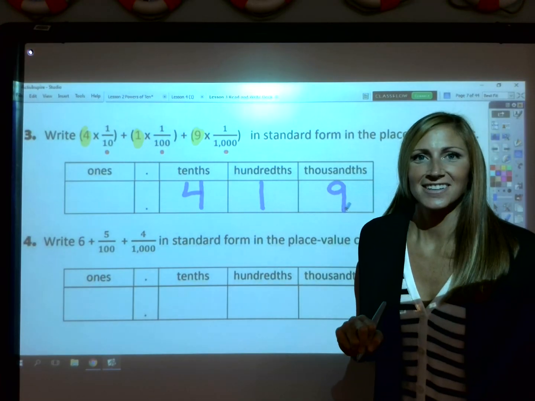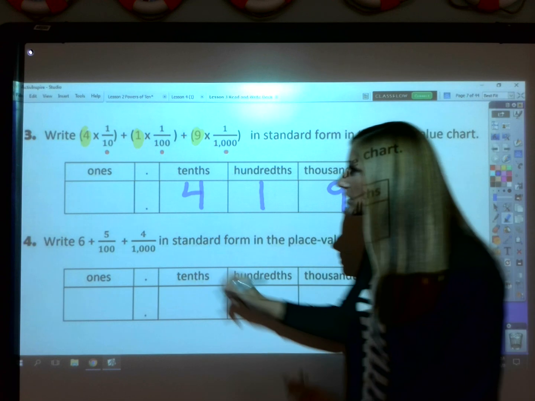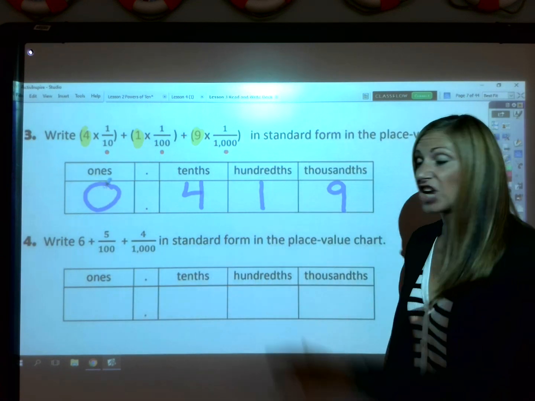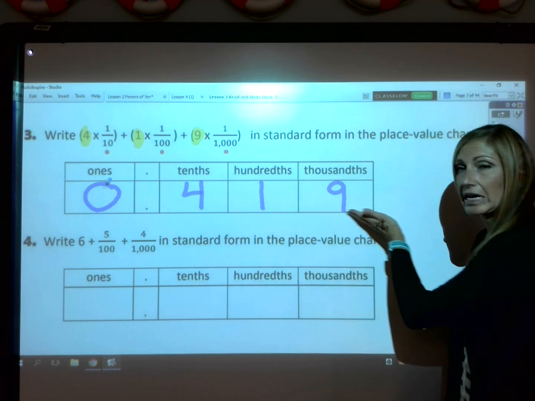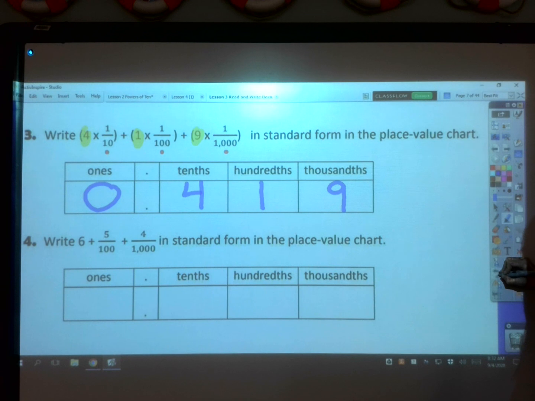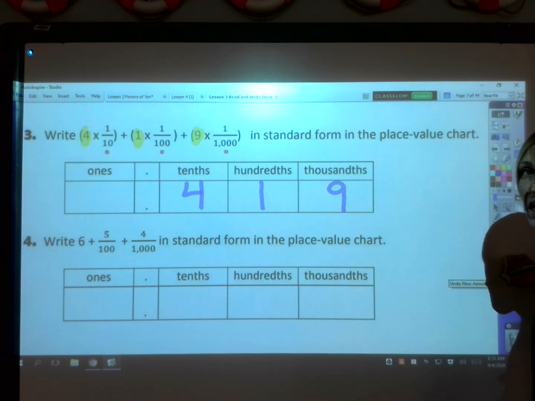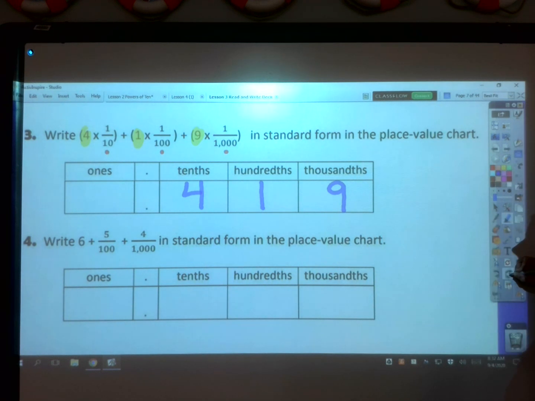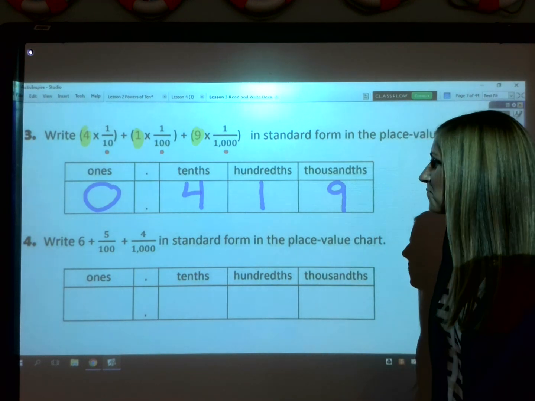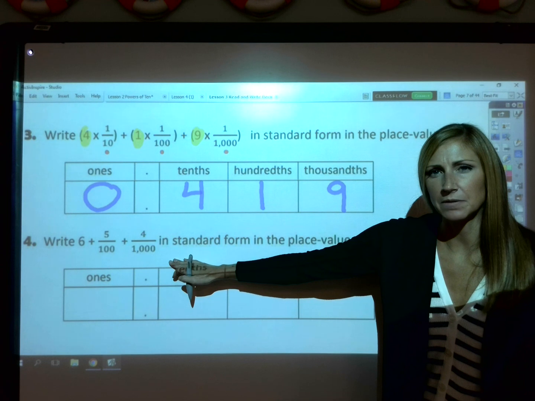How'd you do? Oh, did you put a 0 right here? You don't have to. Does it change the value of our 419 thousandths? It doesn't. So if I don't have it, it's still 419 thousandths. If I do have it, it's still 419 thousandths. Okay? Okay, try this one.